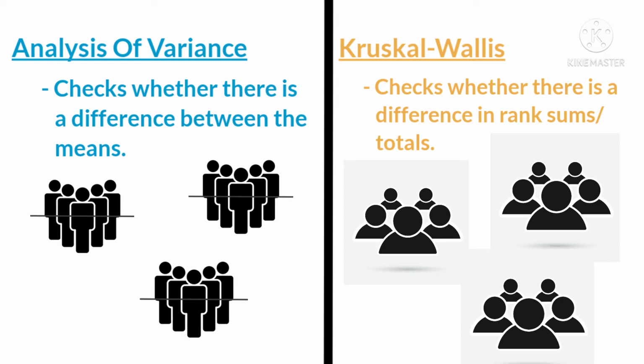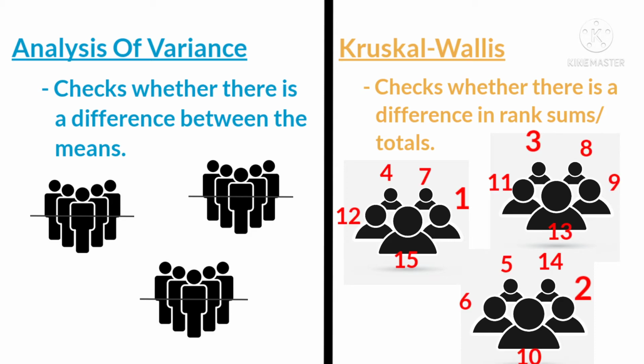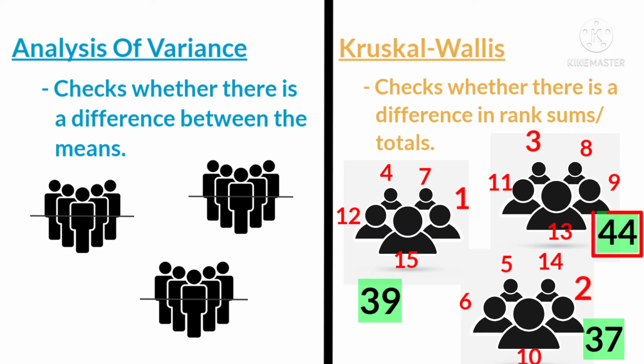In this test, we sort people by size. The person with the smallest value ranks 1. The person with the second smallest value ranks 2. The person with the third smallest value ranks 3, and so on and so forth. Now we have already assigned a rank to each person, and then we can simply add up all the ranks from the first group, from the second group, and from the third group. In this case, we got the rank sum of 39 for the first group, 44 for the second group, and 37 for the third group.